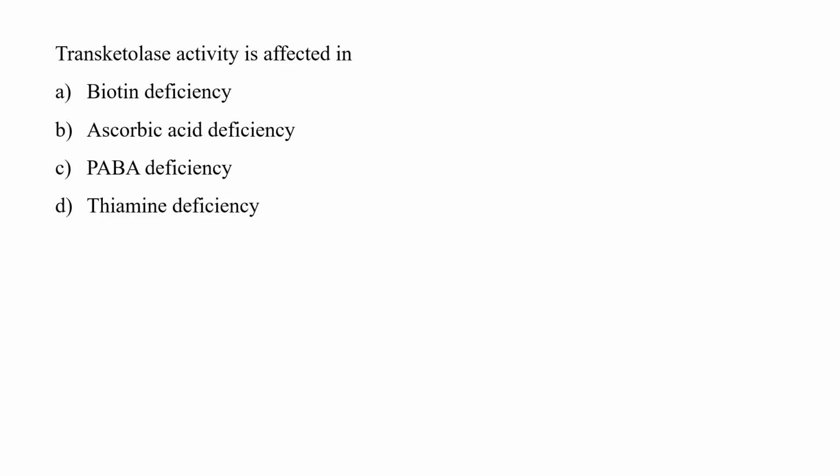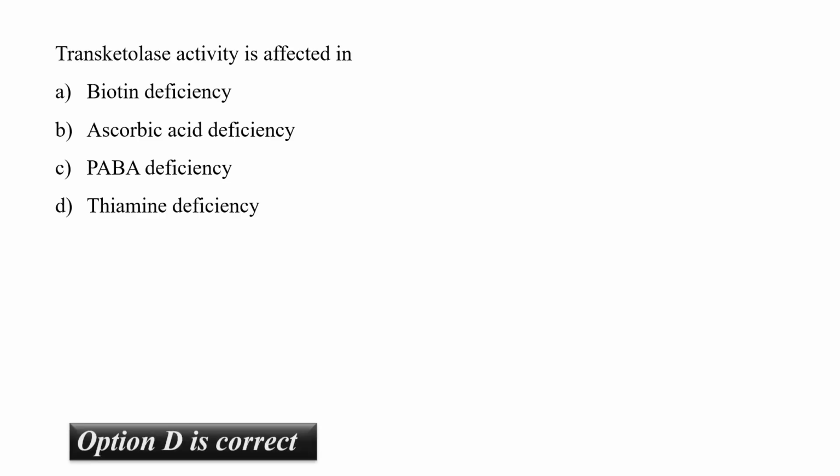Transketolase activity is affected in biotin deficiency, ascorbic acid deficiency, PABA deficiency, or thiamine deficiency? Transketolase is basically a thiamine pyrophosphate dependent enzyme, and its activity is affected by thiamine deficiency. There are two more enzymes whose activity is also affected by thiamine deficiency: pyruvate dehydrogenase and alpha ketoglutarate dehydrogenase of the Krebs cycle.